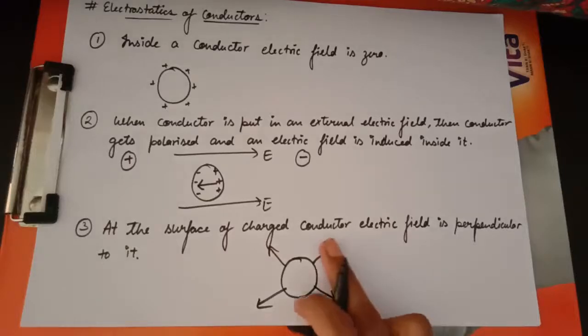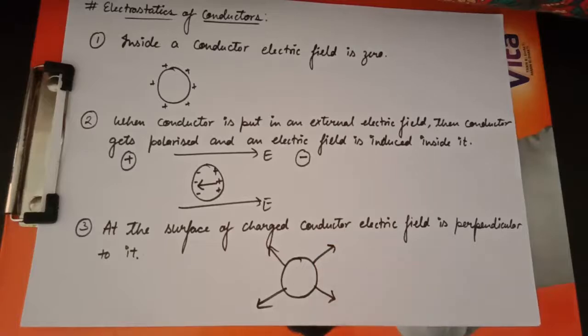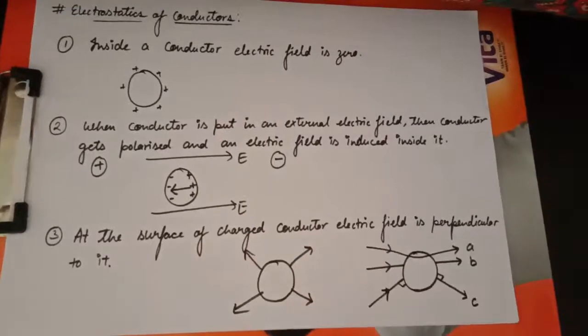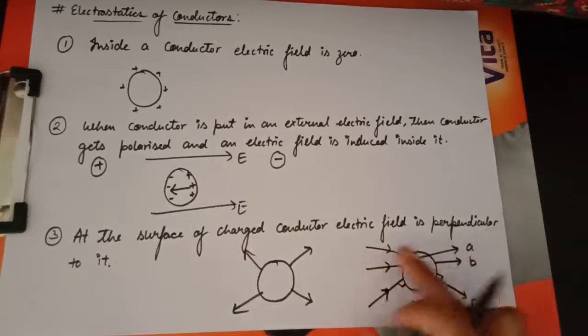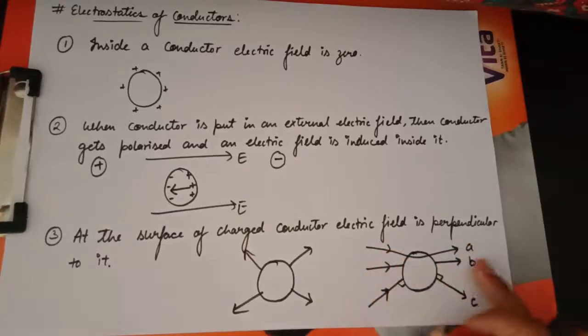At any place, if you see the electric field lines, these lines will be perpendicular to the surface. So here is a small question for you. Write the answer in the comment section below: which line is possible in these three lines? This is a conductor and these lines I have made, one is A, one is B and one is C. So which line is correctly formed? Write in the comment section below.